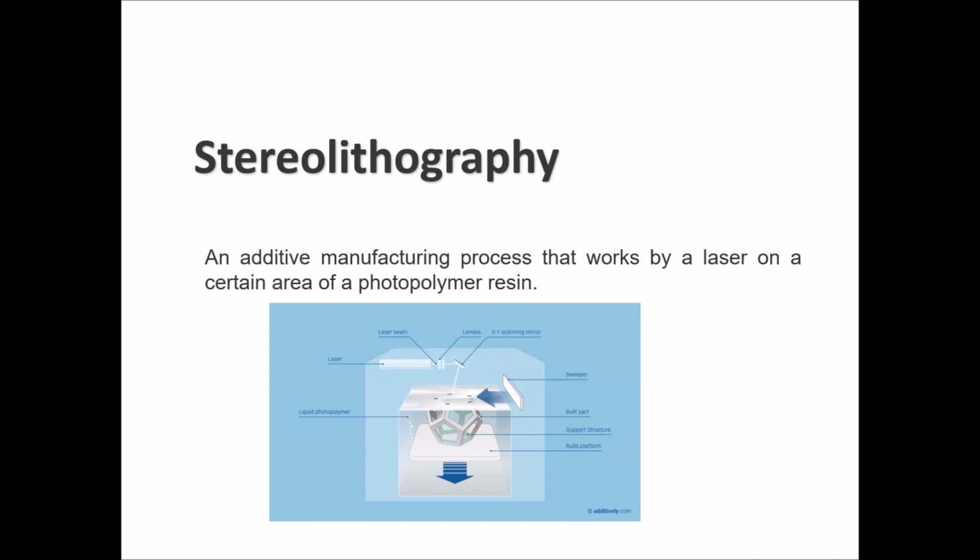Now let's start talking about stereolithography, one of the main important 3D printing processes. It's an additive manufacturing process that works by a laser which is focused on a certain area of a photopolymer resin. As we can see in the illustration, there is a laser beam reflected through an XY scanning mirror onto a bed. Inside this bed there is the liquid photopolymer. It's a container with liquid inside of it, and there is a build platform which is a base. This base can go up and down based on the 3D printing program as needed. And we have here a sweeper which can sweep any additional material that's not needed on the surface.